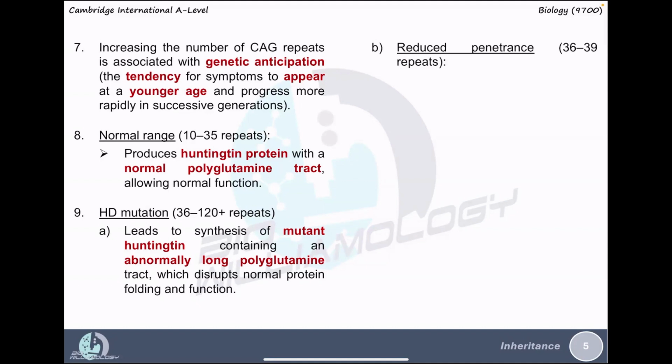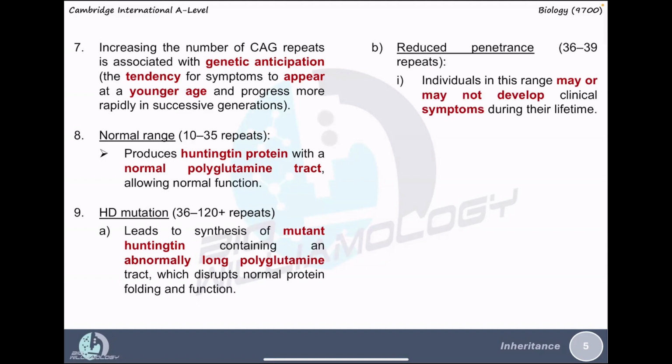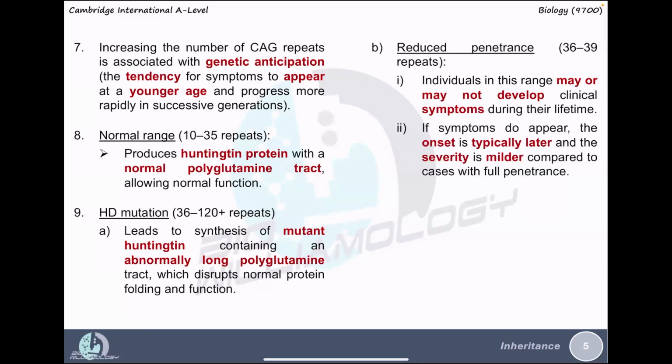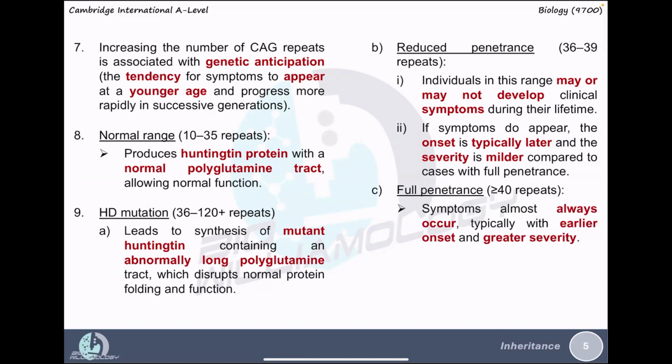A person with 36 to 39 repeats may experience reduced penetrance. This individual may or may not develop clinical symptoms during their lifetime. However, if symptoms do appear, the onset is typically later and the severity is milder compared to the case with full penetrance. So what is full penetrance? Full penetrance means the individual has more than 40 repeats, and symptoms almost always occur, typically with early onset and greater severity.